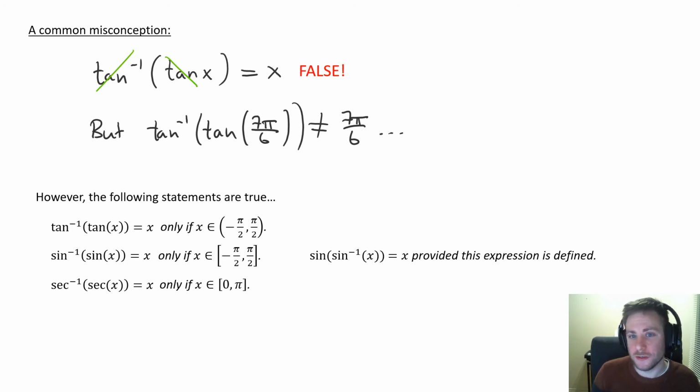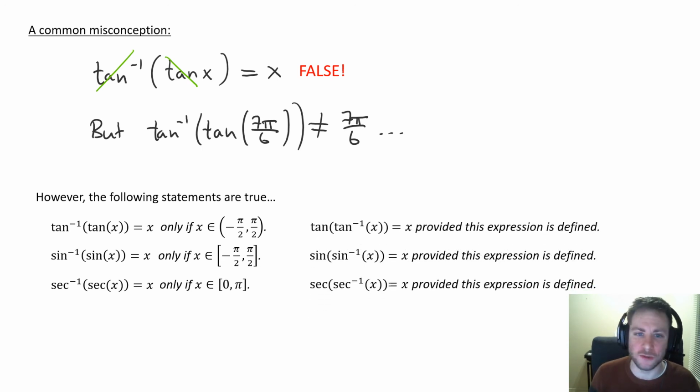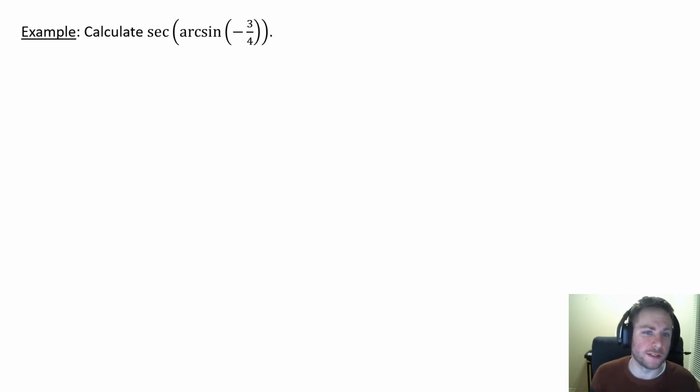So in short, you can always cancel when taking sine of sine inverse, but if you're taking sine inverse of sine, you'd need to be careful about the domain restrictions. The same can be said about these other functions as well. Let's try one more example.